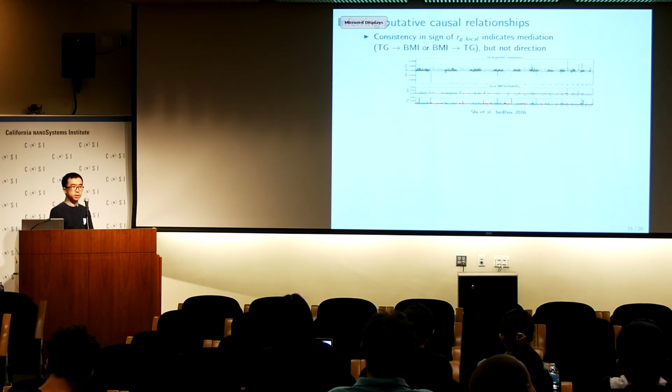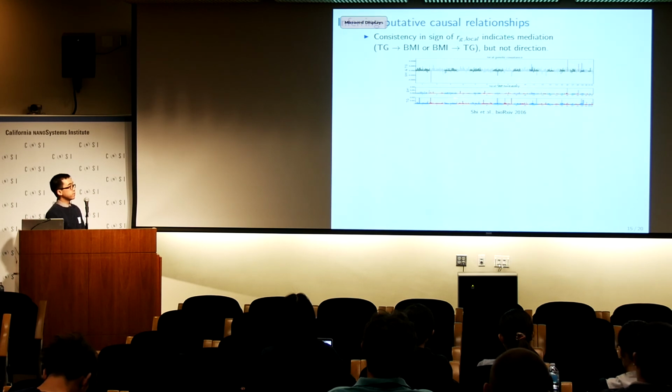Our estimates of local genetic correlation can also be used to infer causality between pairs of traits. For example, if we look at the pair of traits body mass index and triglyceride, we see that the local genetic correlation is positive across the entire genome. This is actually an indication that there might exist some causation between the two traits. However, just based on this figure, we cannot figure out the direction of causality.